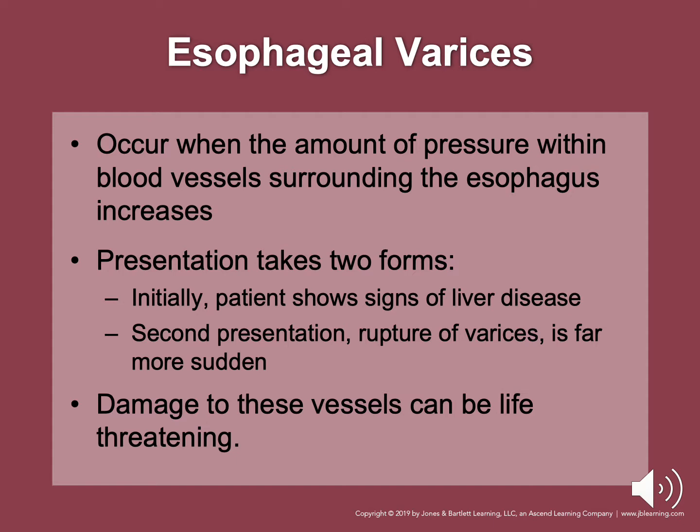In industrialized countries, alcohol is the main cause of portal hypertension. The presentation may take two forms. Initially, the patient shows signs of liver disease: fatigue, weight loss, jaundice, anorexia, edema, and abdominal pain. A gradual disease process can take months to years for the patient to feel extreme discomfort.